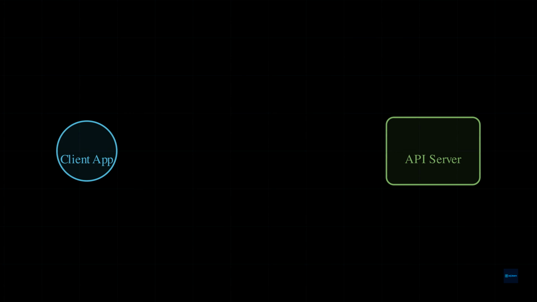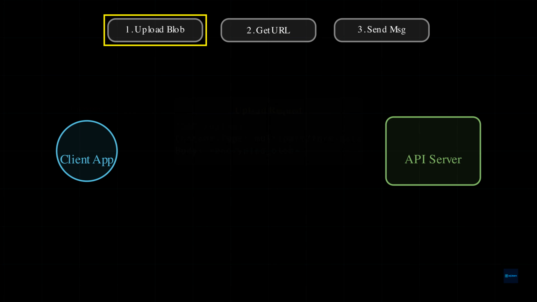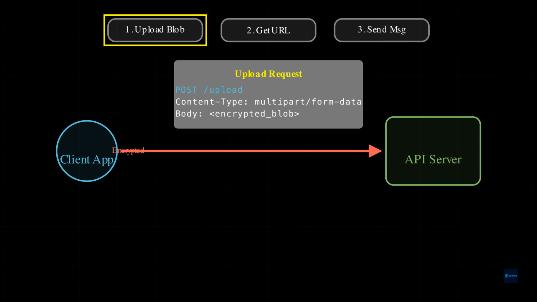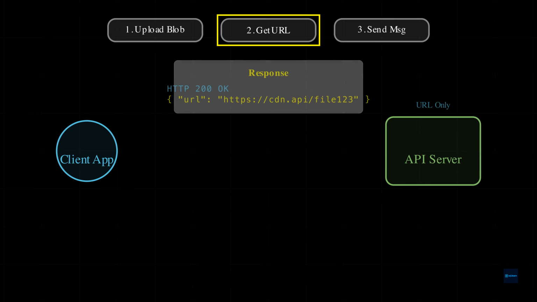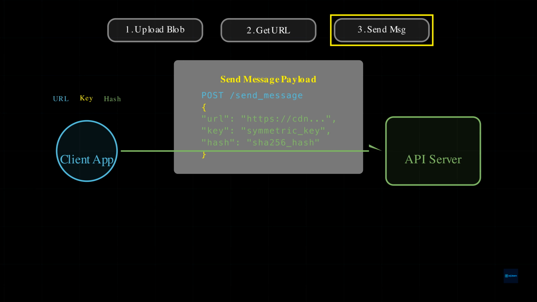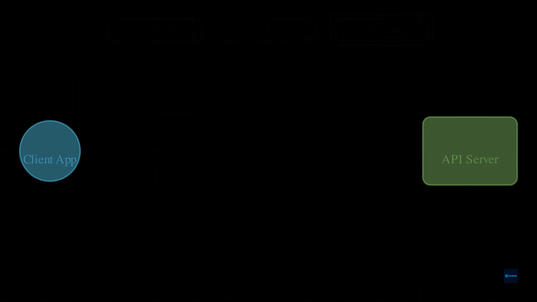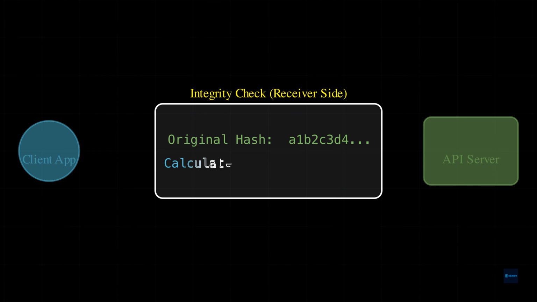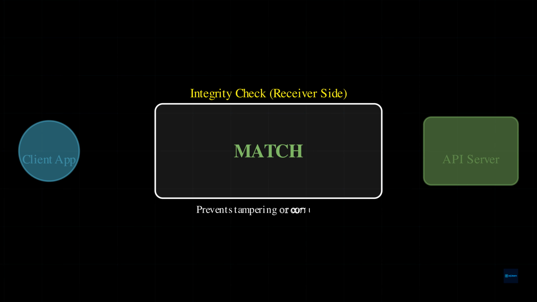Let's walk through the actual API calls, the messages the app sends to the server. First, the sender uploads the encrypted file. The server replies with a URL, basically, the file's address. Second, the sender takes that URL, combines it with the secret key, and sends it to the receiver. Notice one important detail: we also send a hash. A hash is like a digital fingerprint of the file. When the receiver downloads the image, they calculate the fingerprint again. If it doesn't match the one in the message, we know the file was tampered with, and the app rejects it.